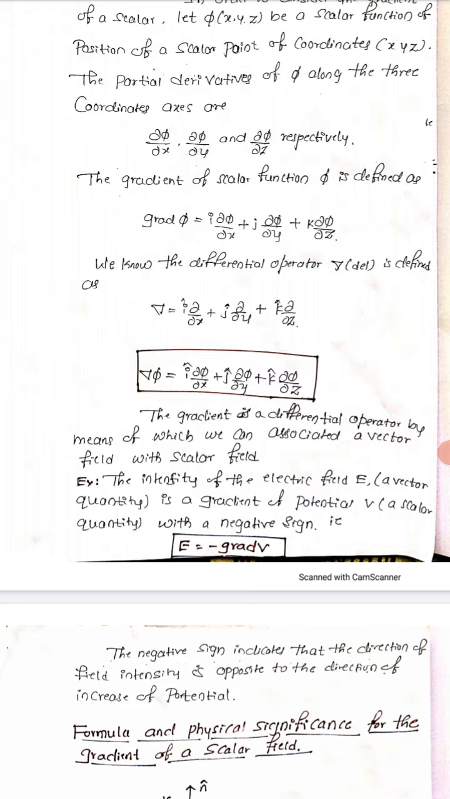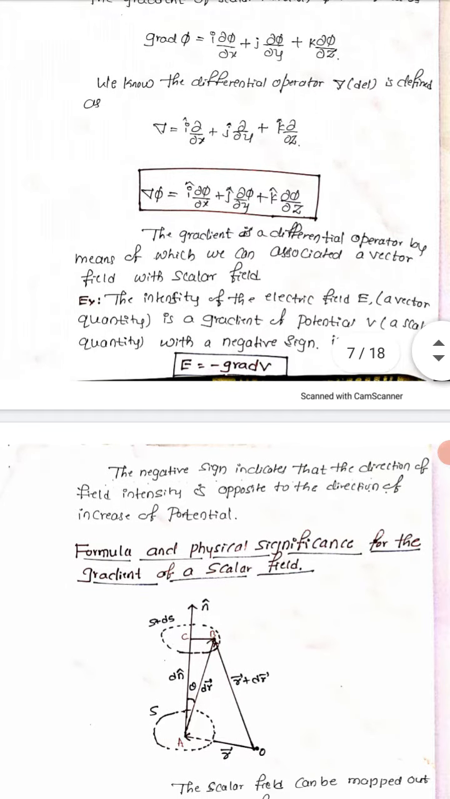The del into xi equal to i cap dou psi divided by dou x plus j cap dou xi divided by dou y plus k cap dou xi divided by dou z. The gradient is a differential operator by means of which we can associate a vector field with a scalar field.